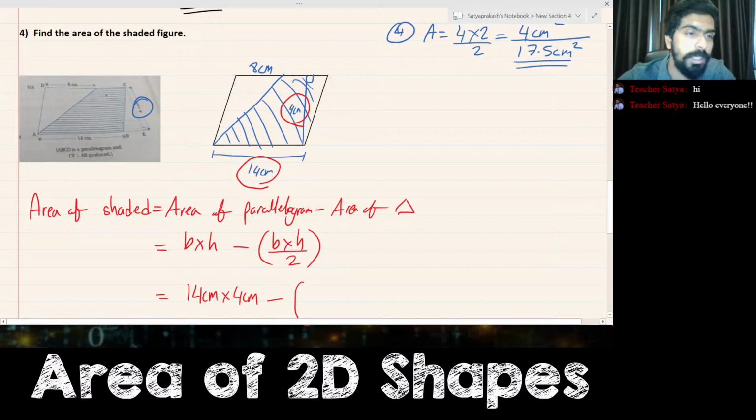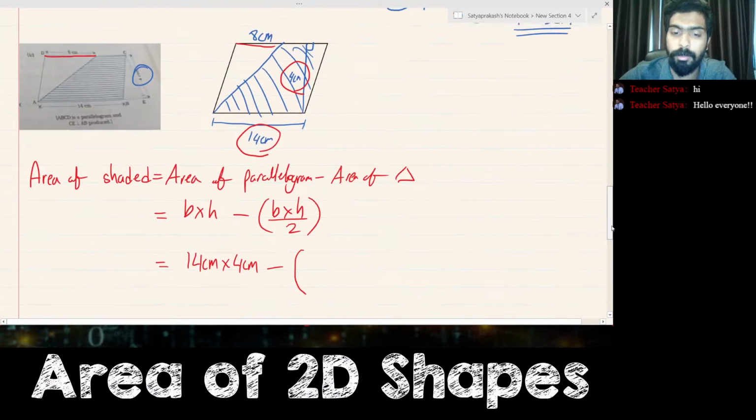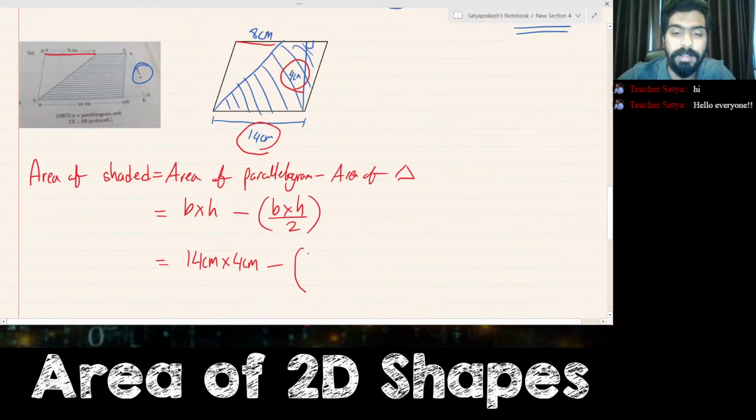So if you take a look at this, this is the base of the triangle, which is right here, and the height would be the same height of the parallelogram, right guys? So we have base is 8 multiplied the height, which is 4 divided by 2, right? And of course we can simplify.